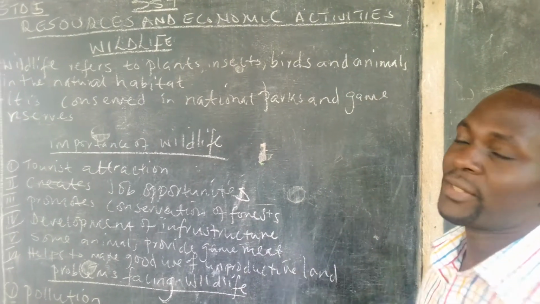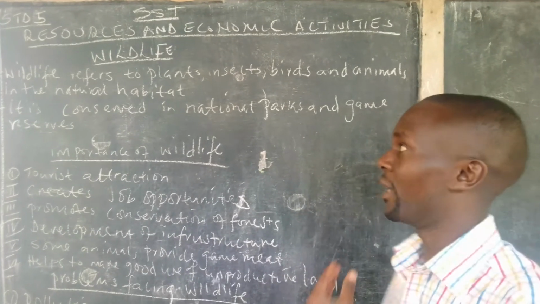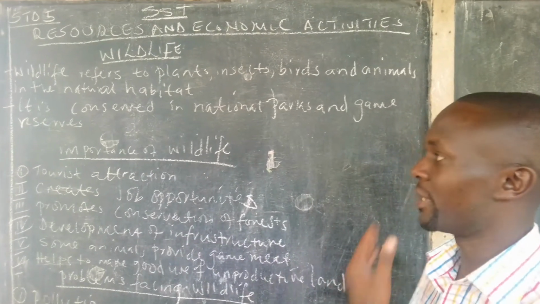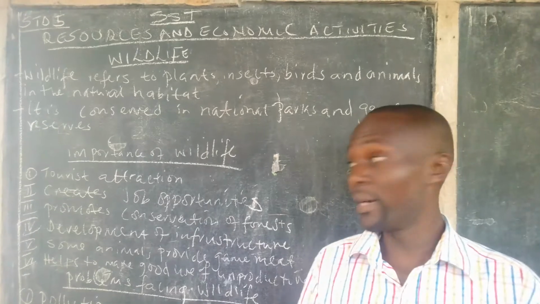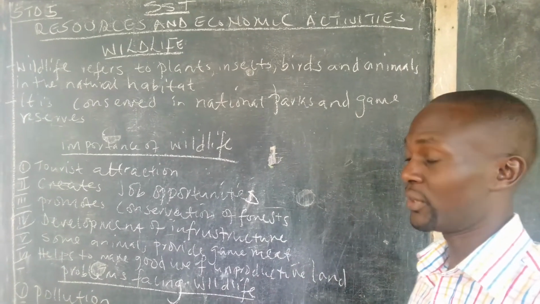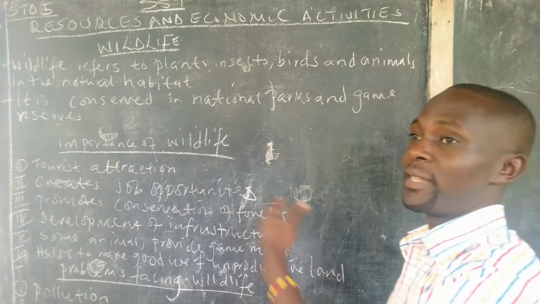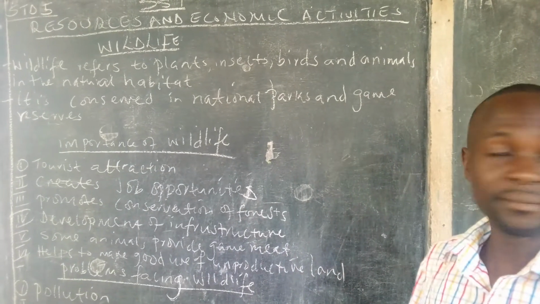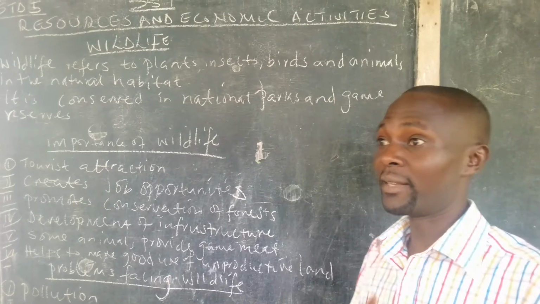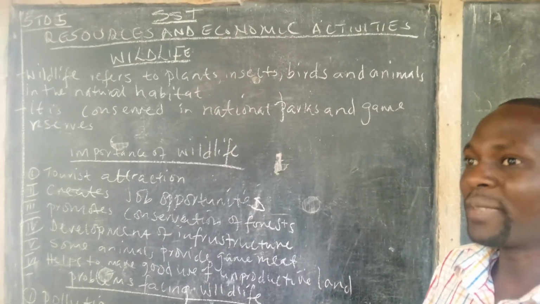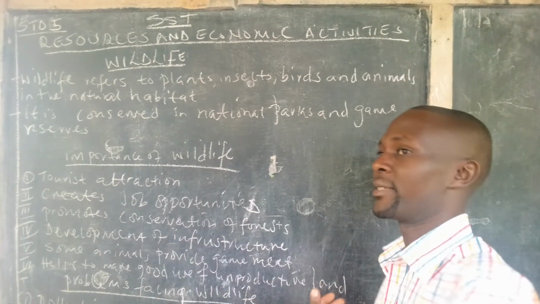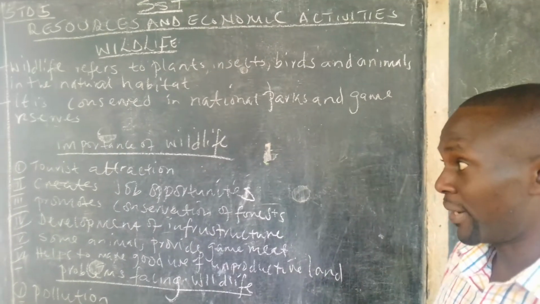So what is the importance of this wildlife? Why are we supposed to conserve wildlife? One is tourist attraction. Wildlife attracts tourists, and when these tourists come to our country, the money they give us is what we call foreign exchange. So the country, out of this tourist attraction, earns some foreign exchange.